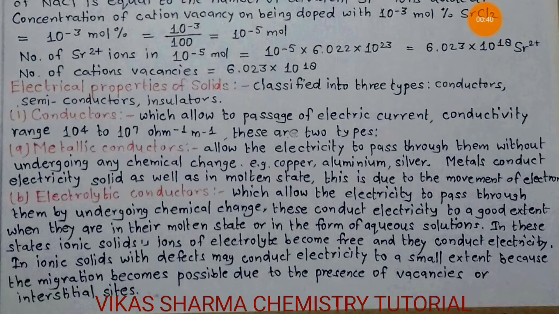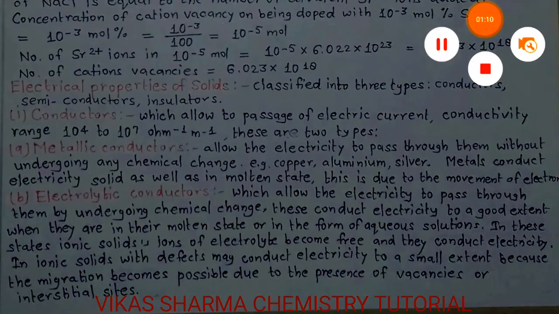Students, the second type of conductors are electrolytic conductors, which allow electricity to pass through them by undergoing chemical change. These conduct electricity to a good extent when they are in their molten state or in the form of aqueous solution. In these states of ionic solids, the ions of the electrolyte become free and they conduct electricity. Ionic solids with defects may conduct electricity to a small extent because migration becomes possible due to the presence of vacancies or interstitial sites.